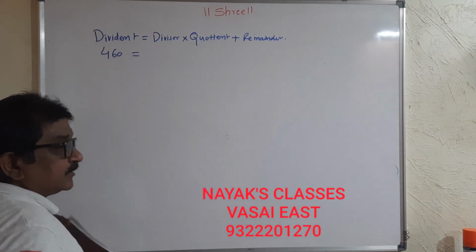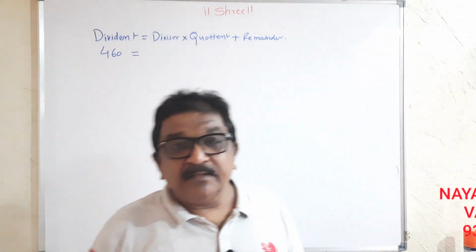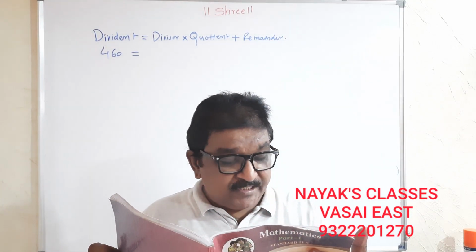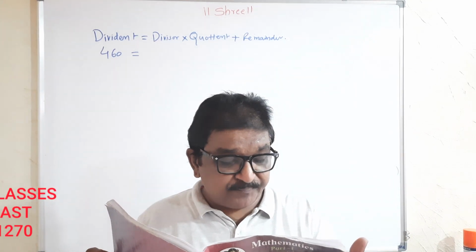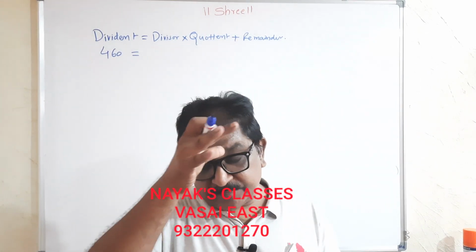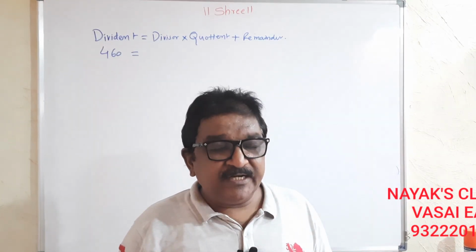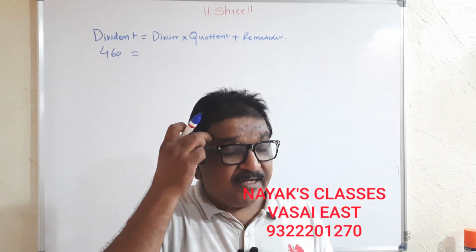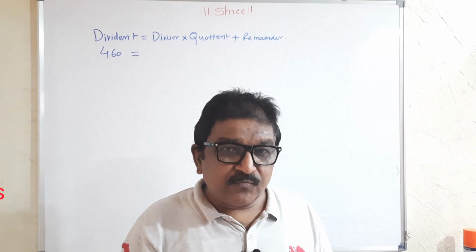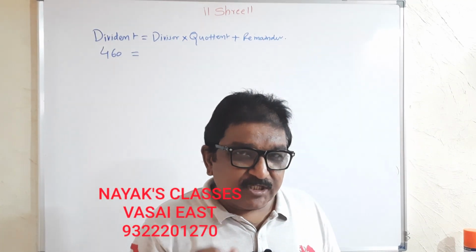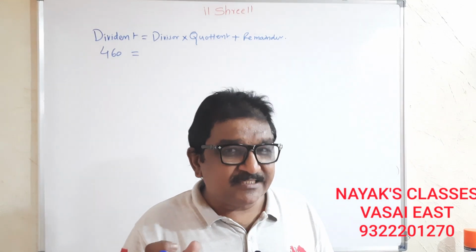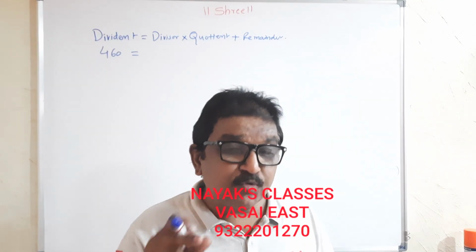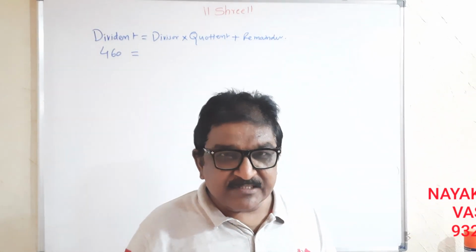460 is the dividend. The quotient is 6 more than 5 times the divisor. 6 more means we have to add 6. 5 times means we have to multiply by 5 to whom? To the divisor. So we must know the divisor.